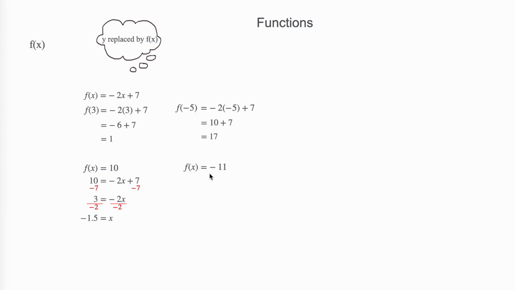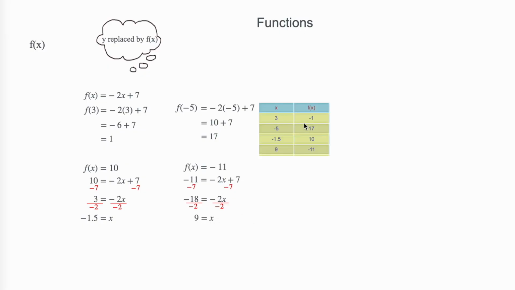Or we could say f of x equals -11. Replace the f of x with -11 in the equation, and we have -11 is equal to -2x plus 7. Subtract 7 from both sides. That gives us -18 is equal to -2x. Divide both sides by -2, and that gives us 9 is equal to x.